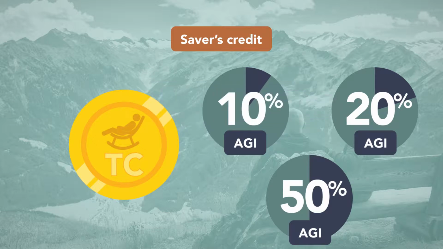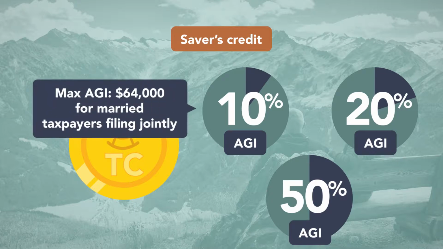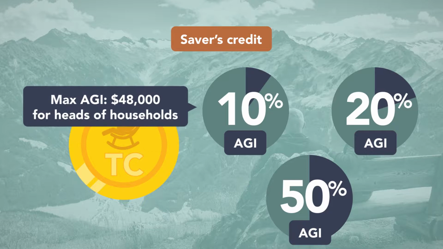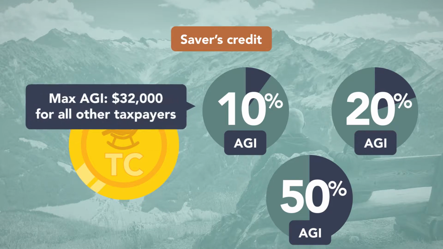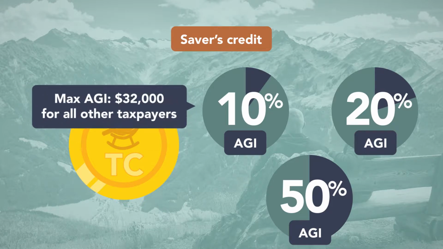To receive a credit worth 10% of the contribution, the AGI must not exceed $64,000 for married taxpayers, $48,000 for heads of households, and $32,000 for all other taxpayers. Above these incomes, the taxpayer is not eligible for the credit.